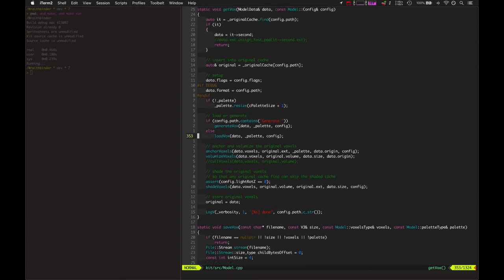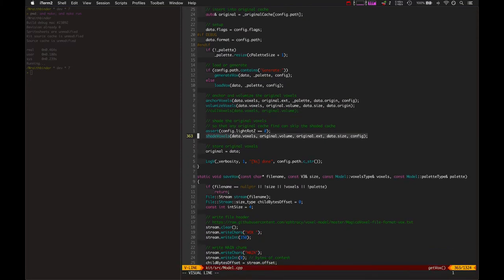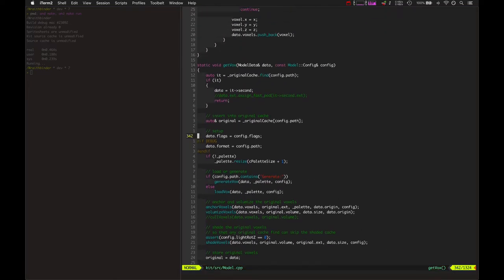This is where it originally loads the voxel file. First it loads it, then it anchors the voxels, then it volumizes all the voxels, then it shades the voxels initially for that 0 degree rotation. But then, right, there's more.